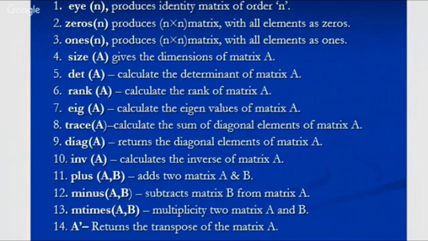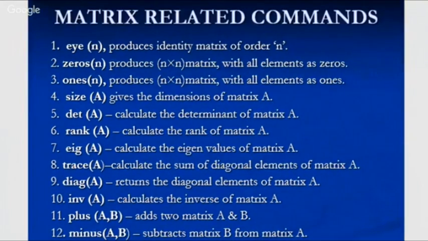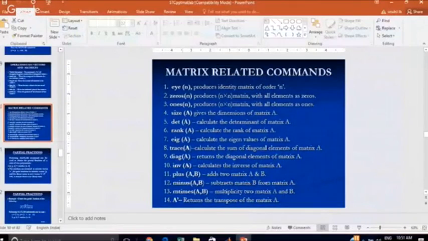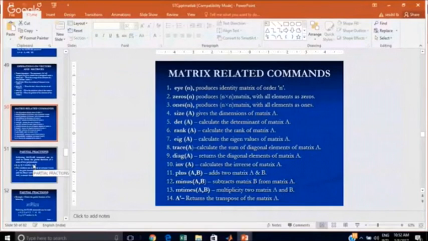To calculate the inverse of a matrix, you can write INV of A. If you want the sum of two matrices, plus A comma B, and subtraction, minus A comma B. For multiplication, times A comma B, and A with a quote gives you the transpose. That we have already seen in the other case also. So matrix relational operators and commands are almost the same here.